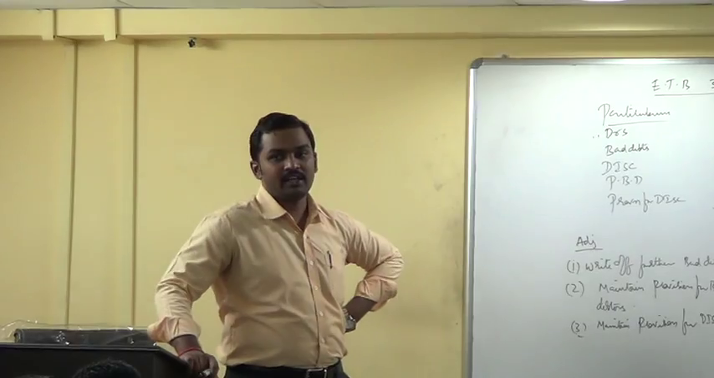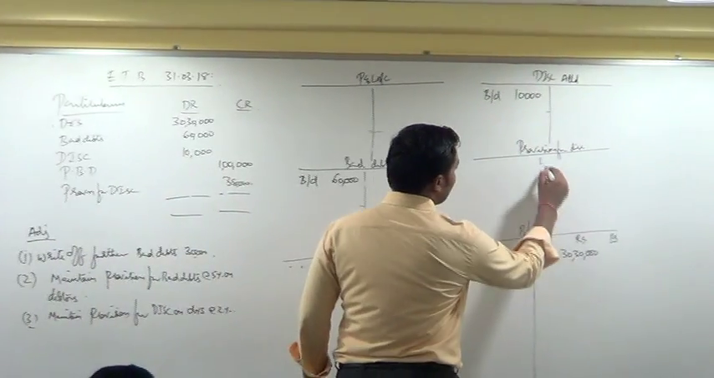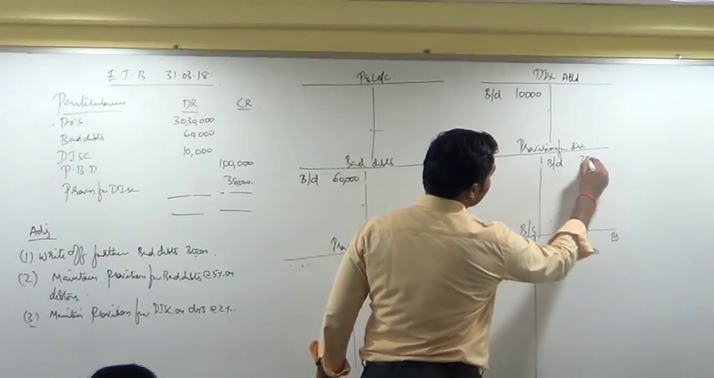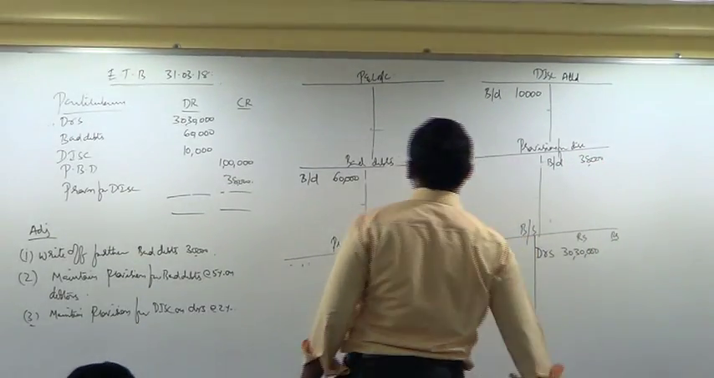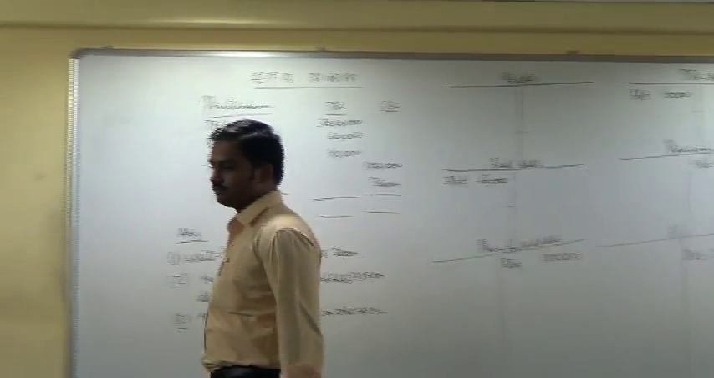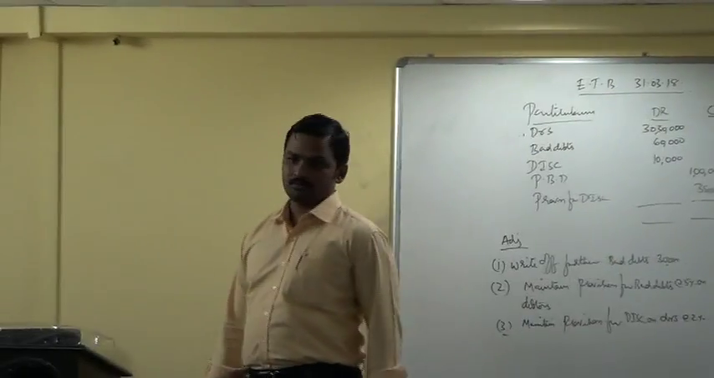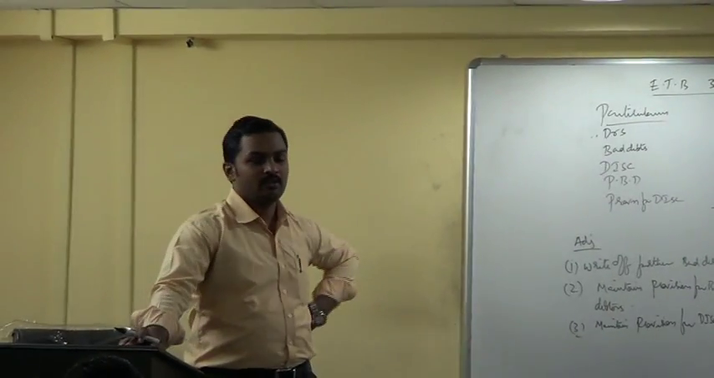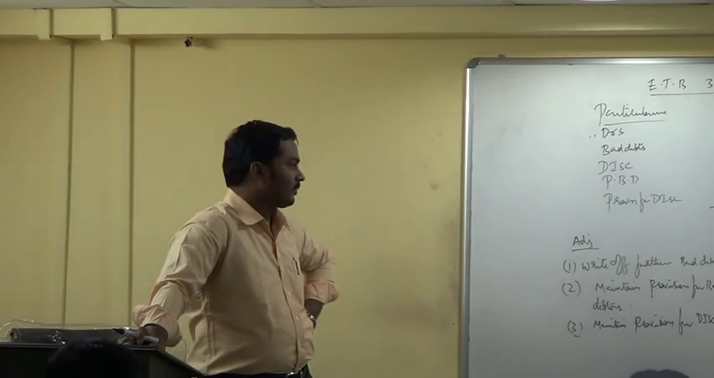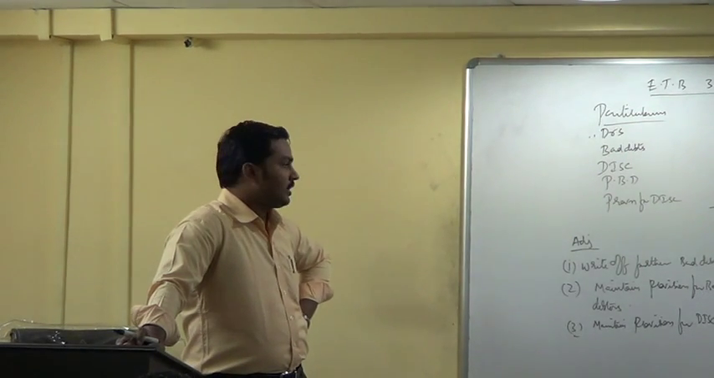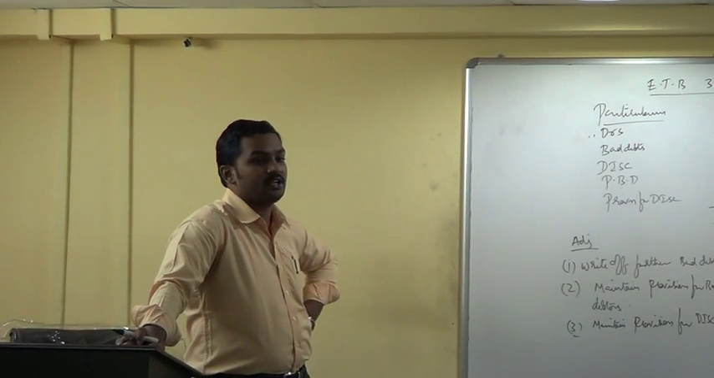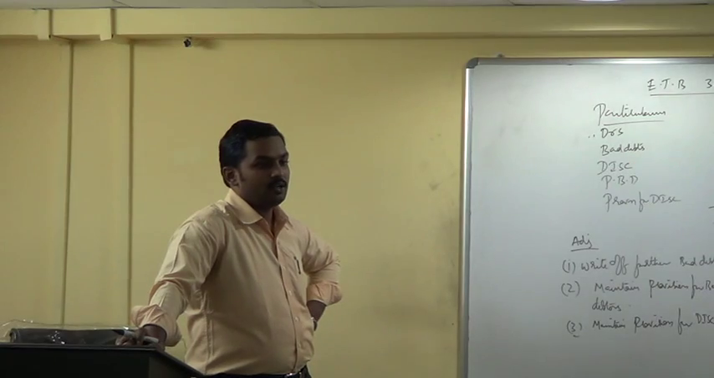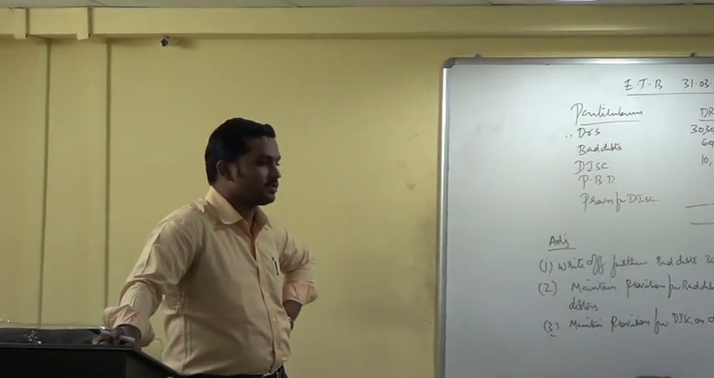Provision for discount 38,000 brought down. 38,000 provision for discount. Adjustment: write off further bad debts 30,000.